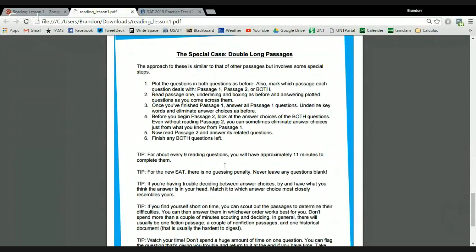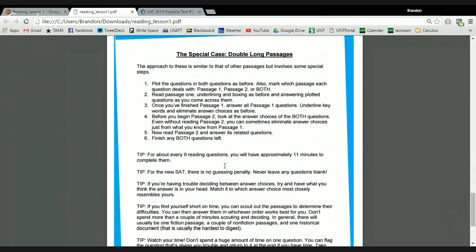It's quite similar to a regular passage, but we have a few special tips to answer the double passage. So, plot the questions in both passages as before. Also, mark which passage each question deals with: passage 1, passage 2, or both.